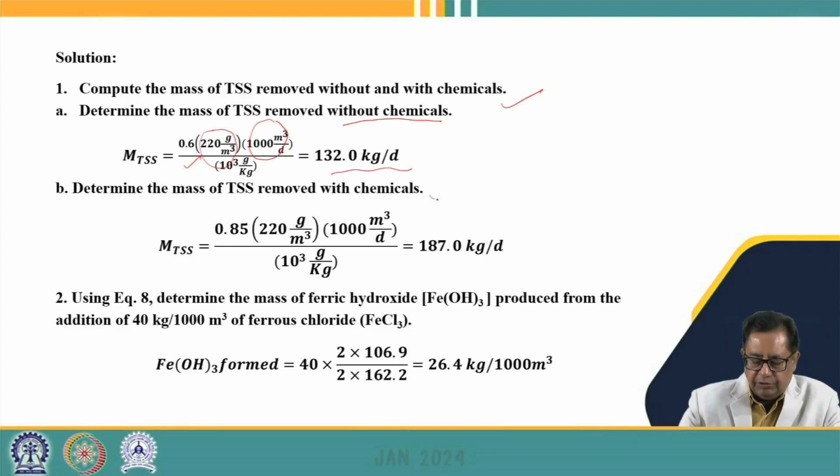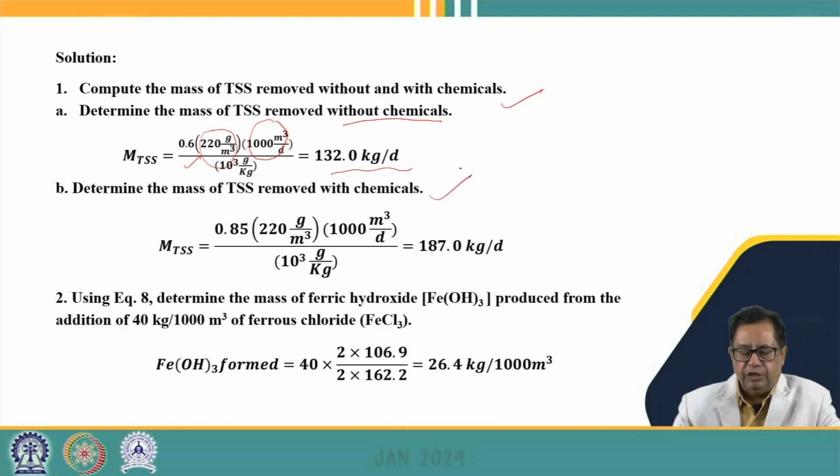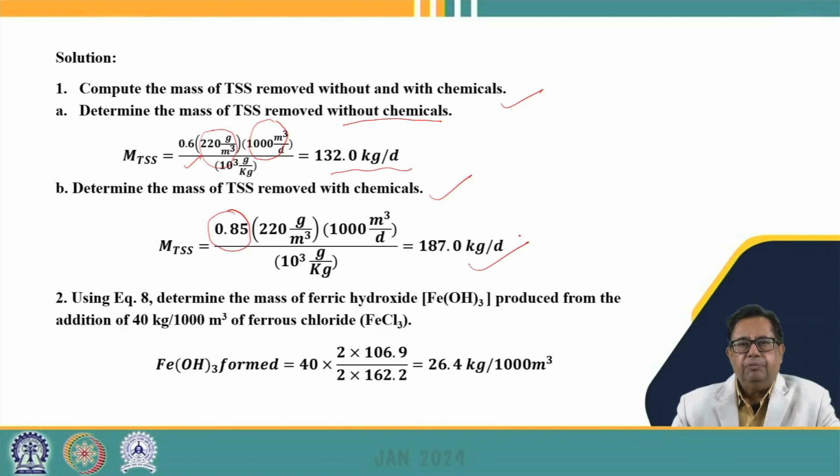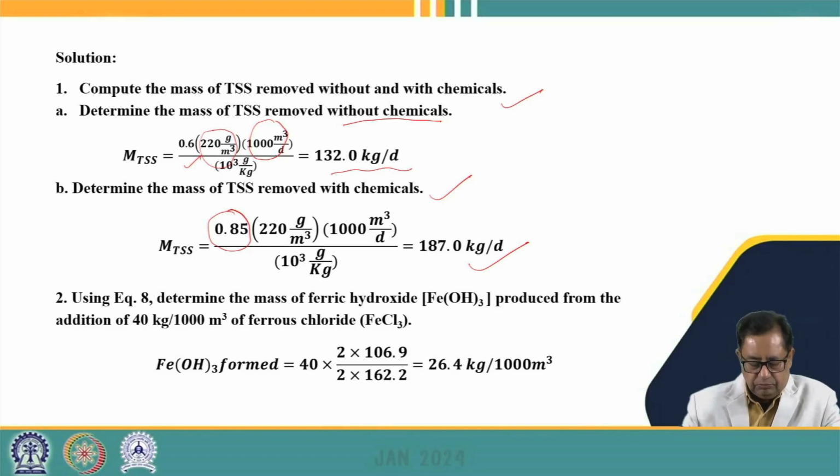Similarly, we also try to calculate the total suspended solids which are removed in the presence of chemicals. So in that case, 85% removal is reported. So we get nearly 187 kgs per day of total suspended solids that is removed. So these solids will ultimately form the sludge.